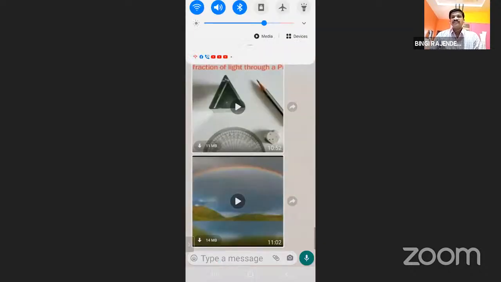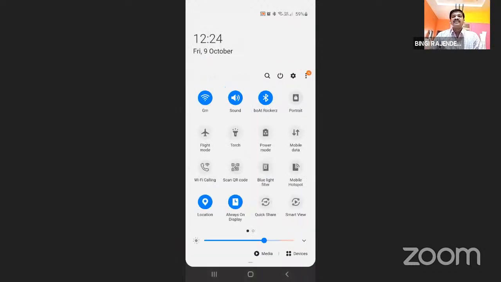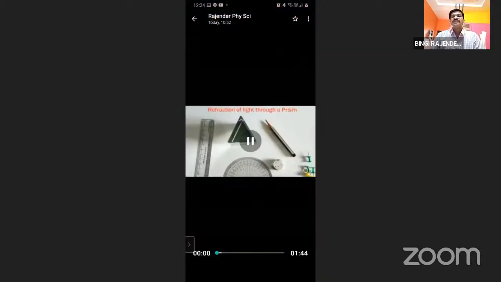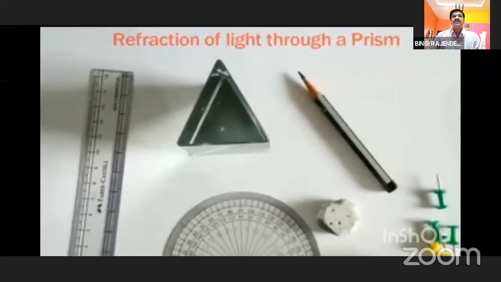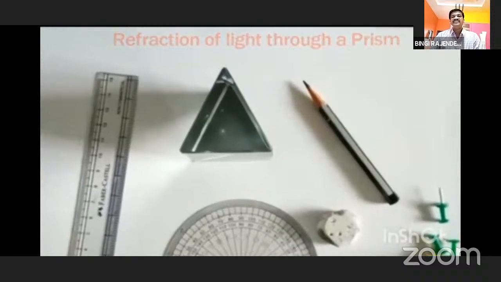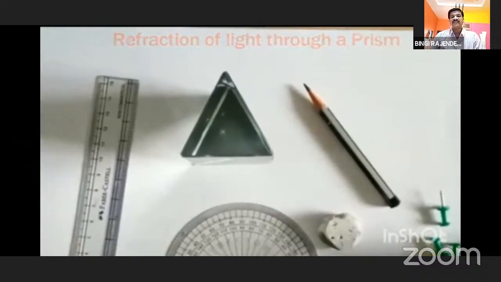For this lab activity, we will take these materials: refraction of light through a prism. This is our lab activity. We will take the scale, glass prism, pencil, eraser, pins, protractor, and 20 by 20 centimeters of white paper or a chart.